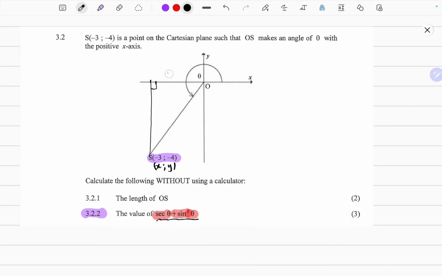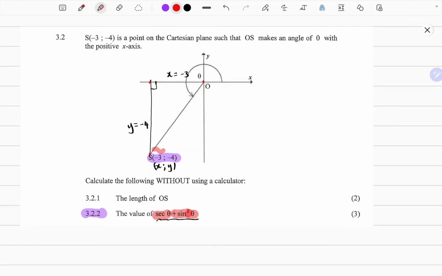So x is -3 units away from the origin and y is -4 units away from the origin. So in other words, from here to here is 3 units away, and from this point to that point is 4 units away.